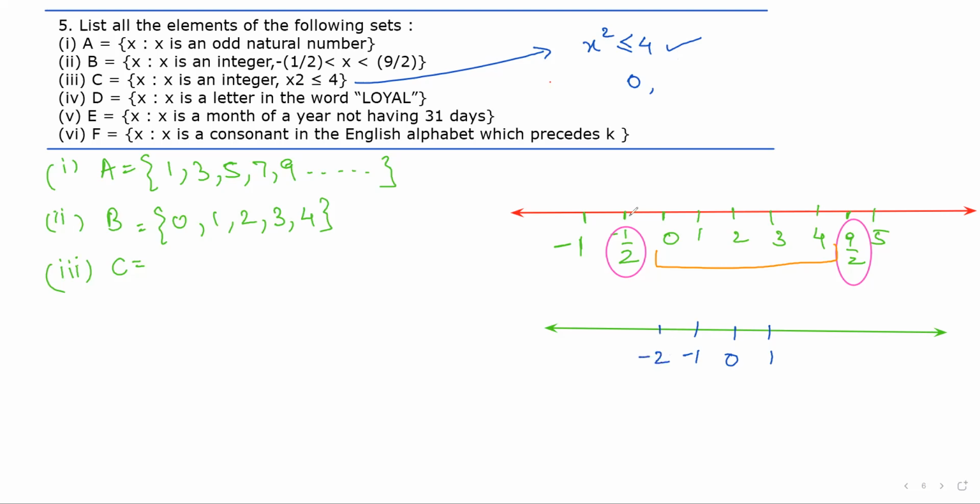-2. -2 squared is 4, and 4 is less than or equal to 4. Here the condition is true, because the value should either be less than 4 or equal to 4. 4 equals 4, so the condition becomes true. On the right-hand side, the same will be true for 2 as well. So the elements of C will be -2, -1, 0, 1, and 2.